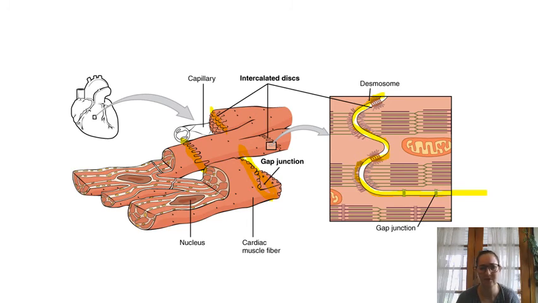Inside those intercalated discs, if we look at them up close, we've got these spot desmosomes, which are junctions that are going to be holding together those cells very tightly. And then we've got gap junctions. Those are going to be helping to transmit the electrical signal from one heart muscle cell to the next heart muscle cell so that we can keep that electrical signal going and they can continue to contract in rhythm.